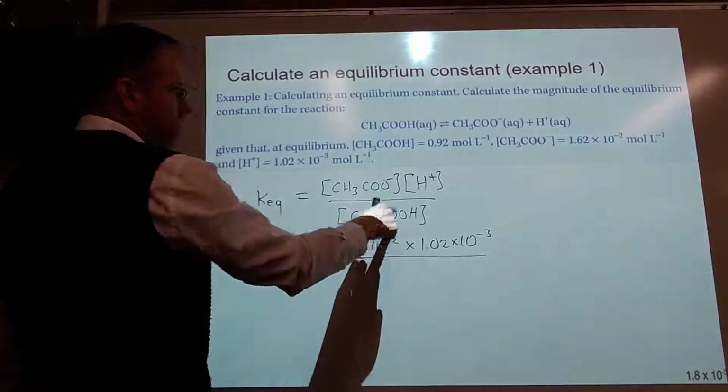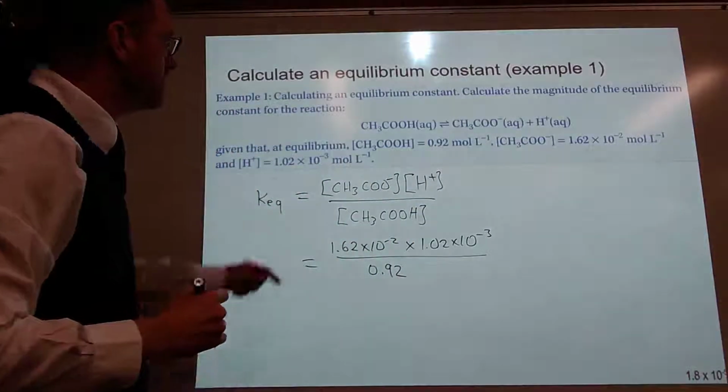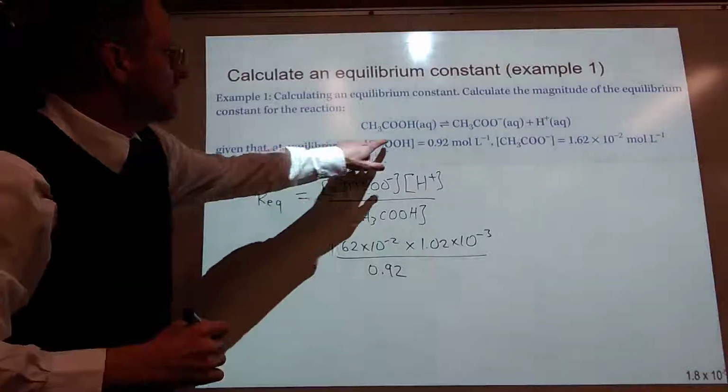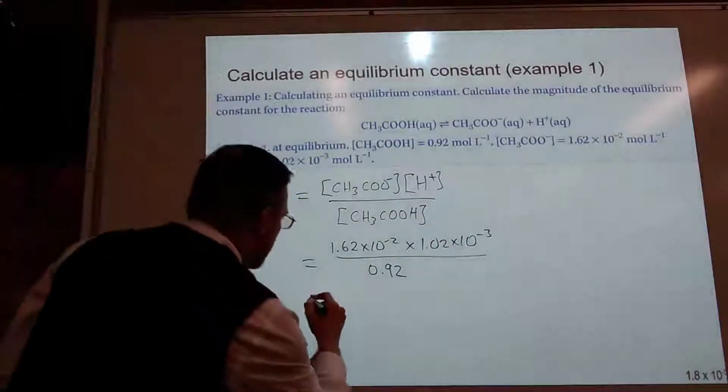Now often we encourage you to write out all the data first, but in this case the data was presented so clearly, we could just substitute it in. We calculate that in our calculator, we get 1.8 times 10 to the minus 5.